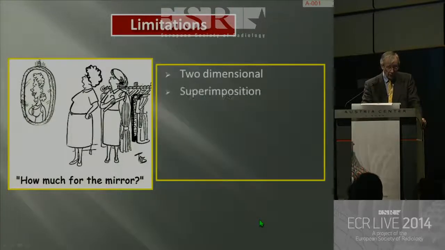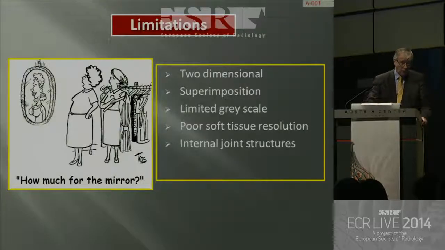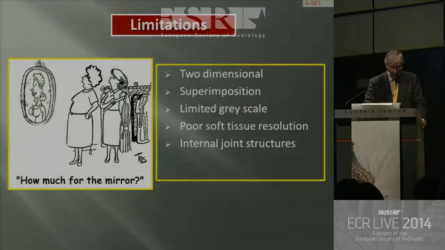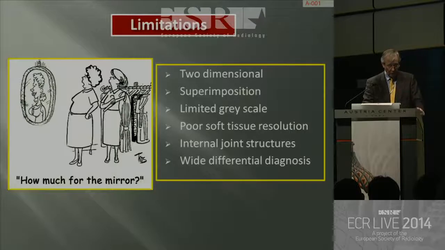They're two-dimensional. There's a lot of superimposition of bone on soft tissues so that they may hide things. There's a limited grayscale. There's poor soft tissue resolution, although don't ignore the soft tissues because they are very important. And the internal structures of the joint are not visible without contrast agents, or now obviously with MRI. And there's a wide differential diagnosis, as I've tried to show you as I go through. But there are key messages there, and there are key lesions which you can pick up if you follow the map and do it logically.